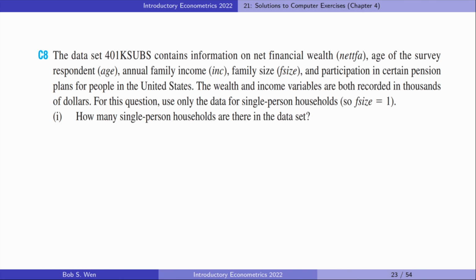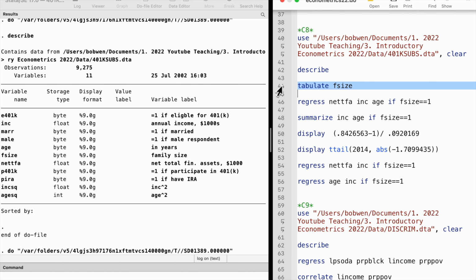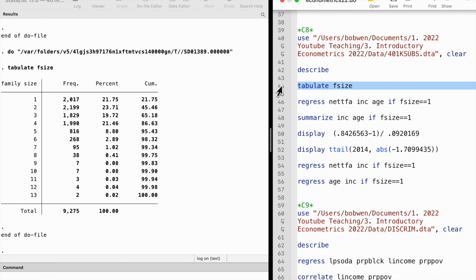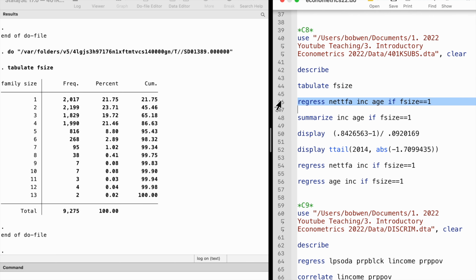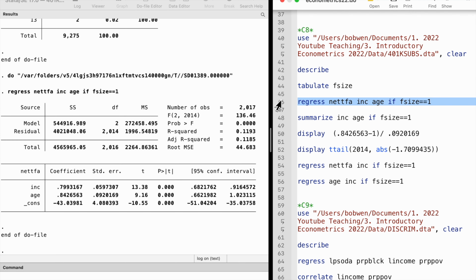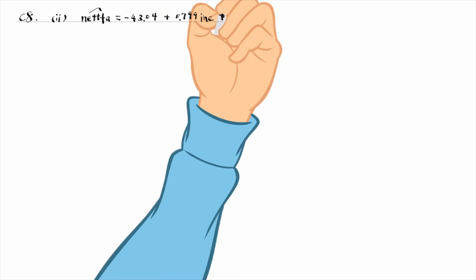Let's do computer exercise number 8. For the first question, we use the Stata command tabulate, followed by the variable's name to find the single-person households. There are 2017 such households in the dataset. We regress the net total family assets on annual income and age for the second part. Remember to specify we are using single-person households by typing if family size equals 1. The estimated equation is as follows.